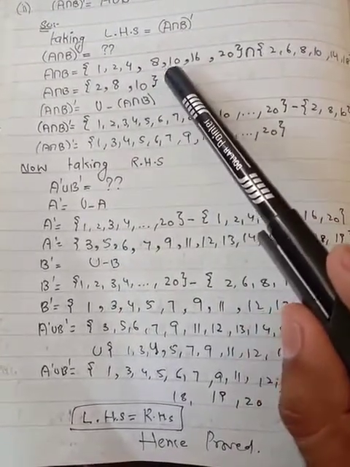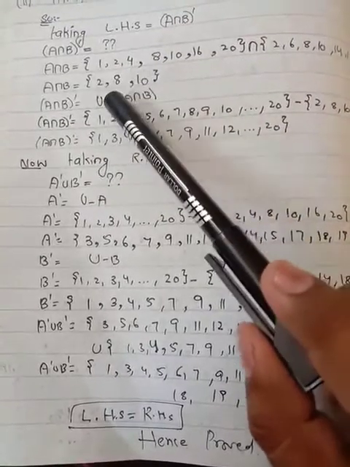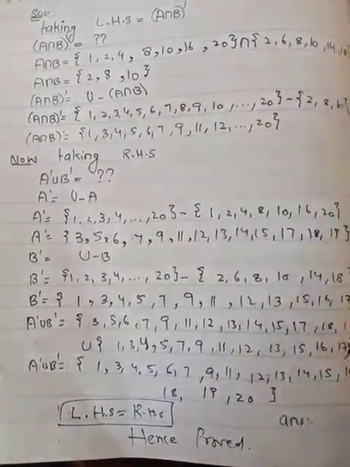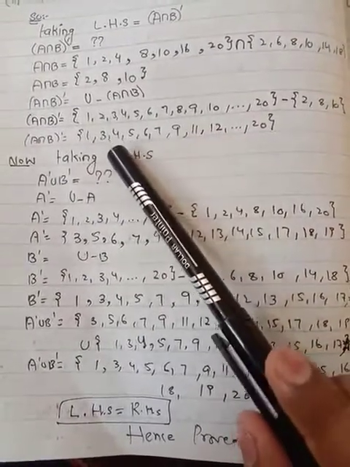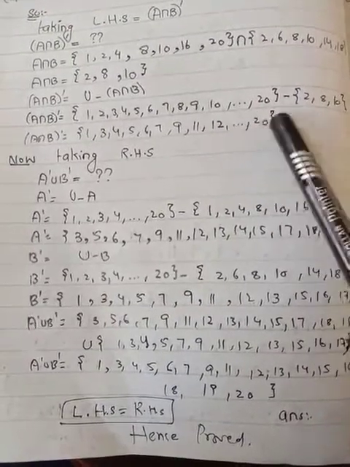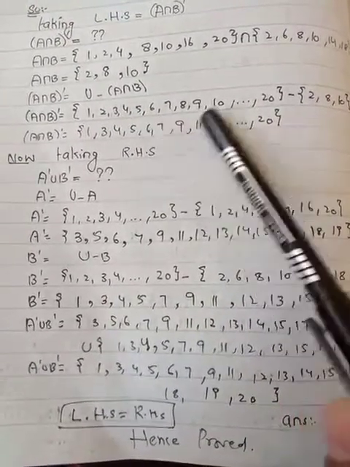Now we will subtract this intersection A intersection B from U. U set is 1 to 20. We will subtract A intersection B. We will get our answer as 1, 3, 4, 5, 6, 7, 9, 11 up to 20. So this is the answer of (A intersection B) whole complement.